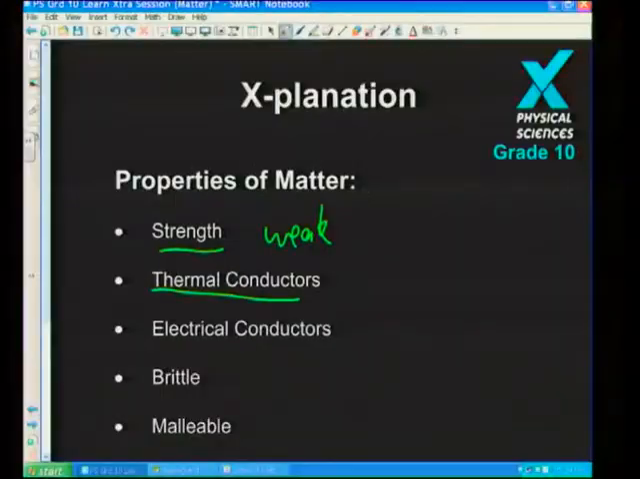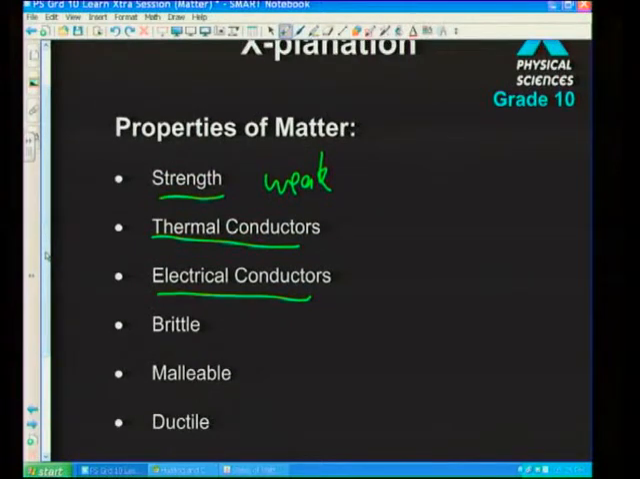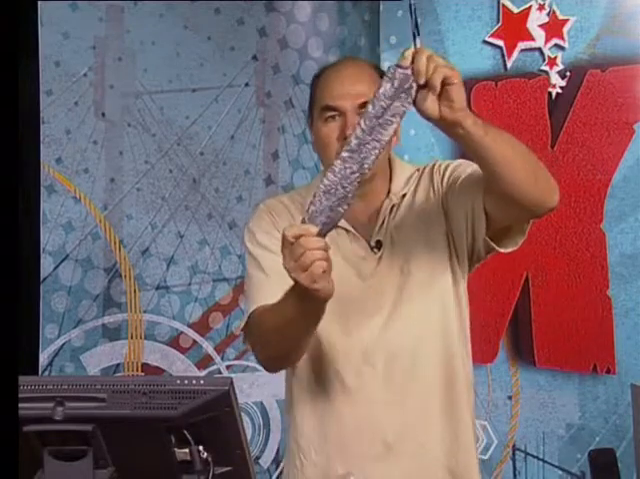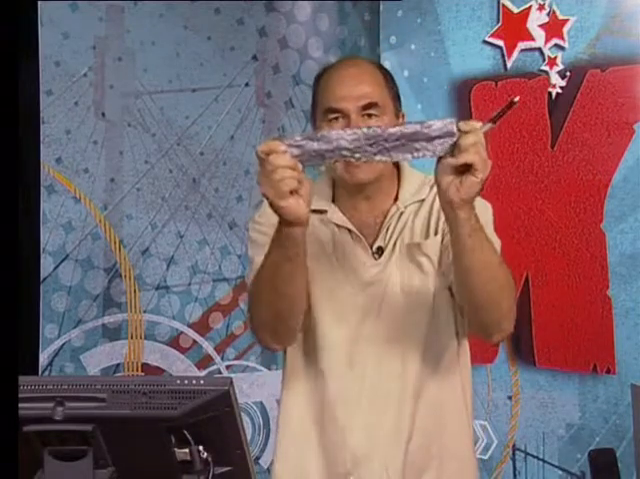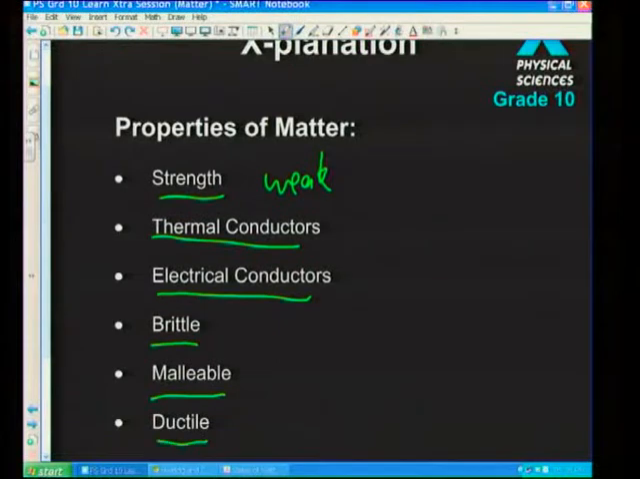Then the next that I have on the list is electrical conductors, things that conduct electricity and things that don't. And then we have things that are brittle, they break easily. Things that are malleable. Now, when we talk about malleable, we talk about something that can be rolled into a sheet. It can be bent and take a particular form. So we'd say this metal is malleable. And then the second word that is important is ductile. Ductile means that it can be drawn into a piece of wire.